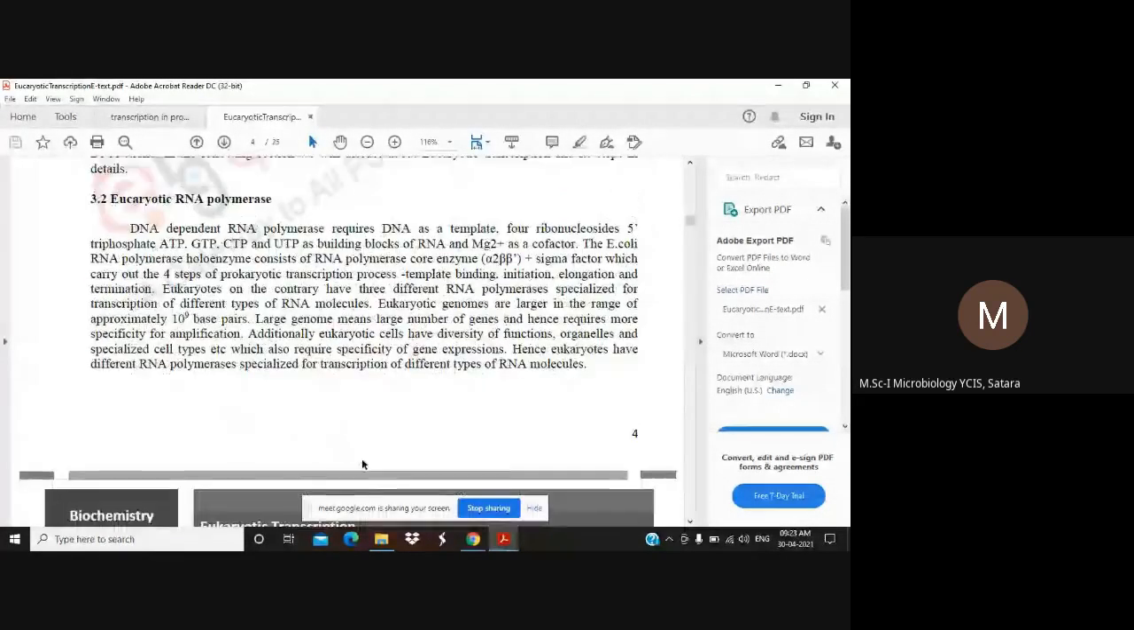What are the different RNA polymerases and what are the requirements? In the last lecture we have studied about this: ATP, GTP, CTP, UTP. Along with that, template is required.